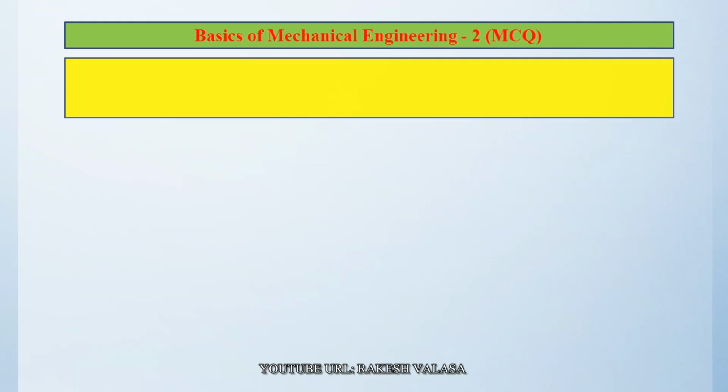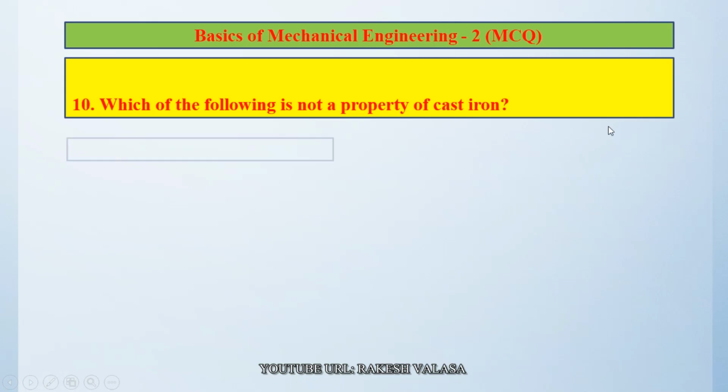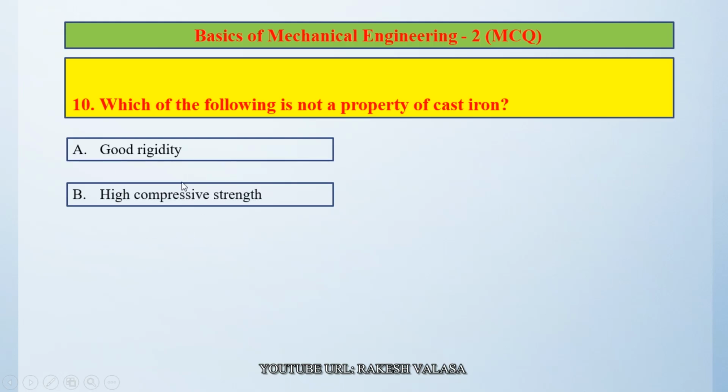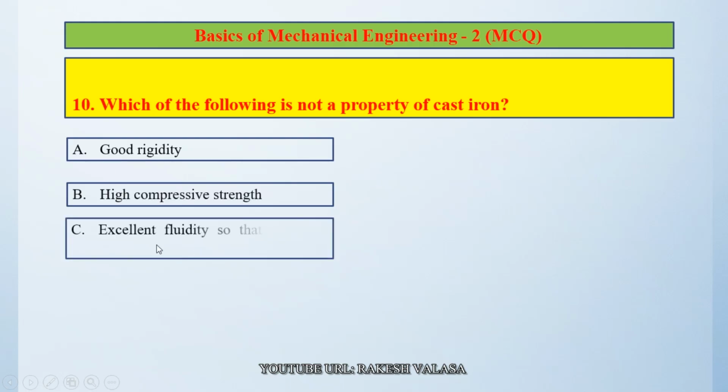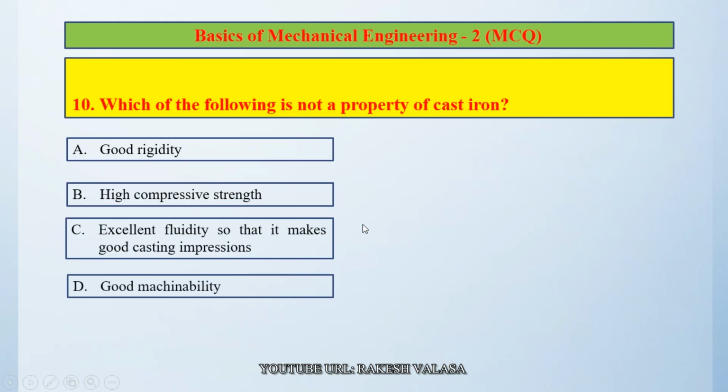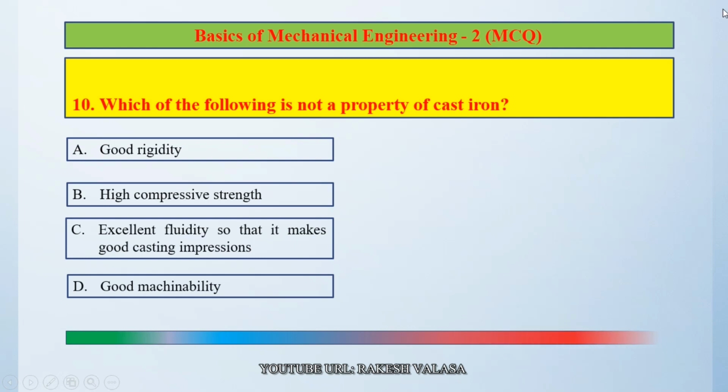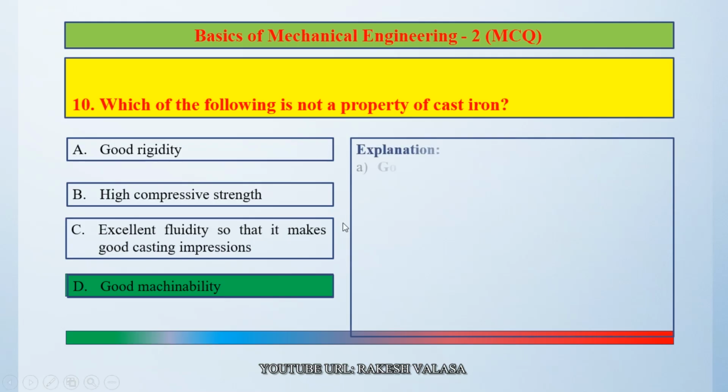Question number 10. Which of the following is not a property of cast iron? Option A, good rigidity. Option B, high compressive strength. Option C, excellent fluidity so that it makes good casting impressions. Option D, good machinability. The correct answer is option D, good machinability. Here A, B and C are properties of cast iron. Let us see the explanation.